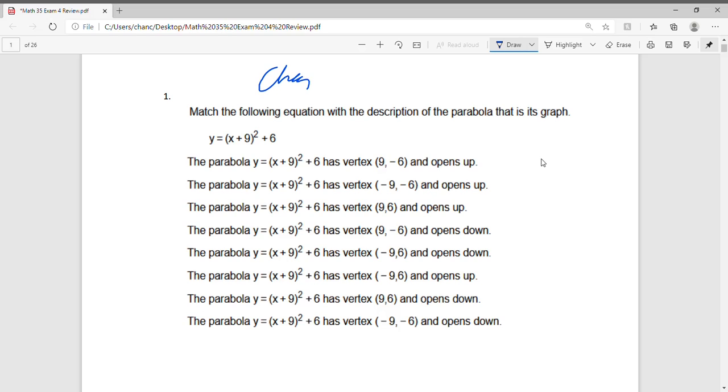Let's review for Chapter 3's exam. Question 1. Match the following equation with the description of the parabola that is its graph.